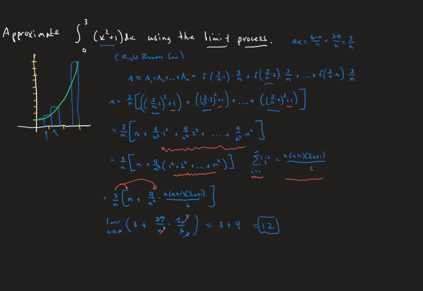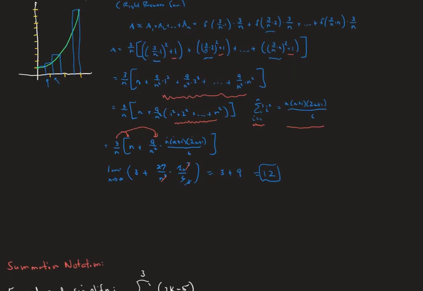Okay, and that is going to be our answer. That's finding that integral. So we now can say that the integral from 0 to 3 of x squared plus 1 dx is equal to 12, and we found that using the limit process.